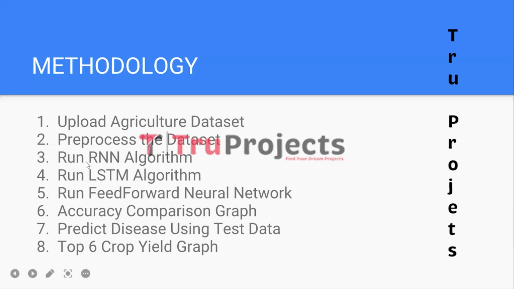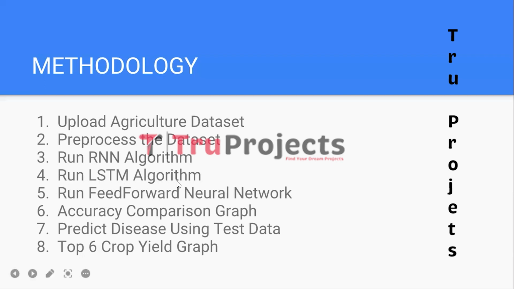And the third module is run RNN algorithm. In this module, we implement the RNN model using a deep learning library like TensorFlow to build an RNN model, and create a function to train the RNN model by using the pre-processed dataset, by designing a function to tune the parameters like number of hidden layers, number of units, learning rate, etc.